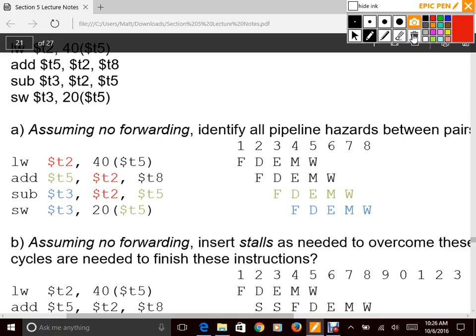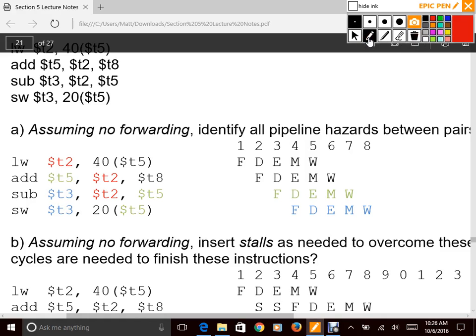And then finally, and please feel free to ask me questions, because this is probably the single most common student mistake on any exam in this course. T3 is the result of T2 minus T5, right? The most common mistake students will make is they will not identify this as a hazard, and the reason why is because they don't truly understand what the store word instruction is actually doing.